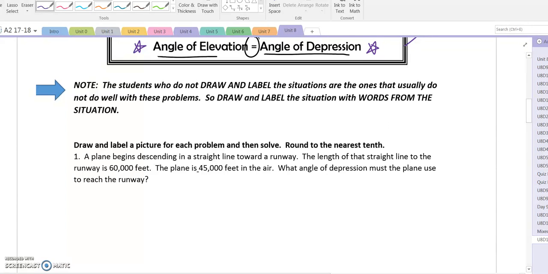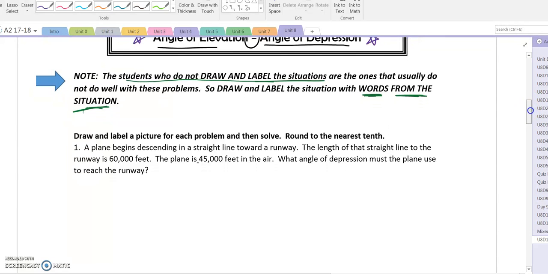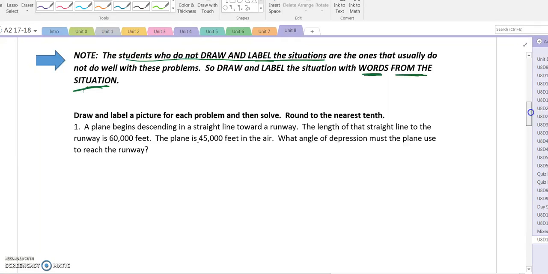Now the big thing with word problems, because I know everyone always hears word problems and it's like, those are so hard. And they are kind of challenging, but I will say the students who do not draw and label the situations are the ones who don't do well. And when we say draw and label, I don't mean just draw a triangle and label opposite, adjacent, hypotenuse, but label it with words from the situation. That way you can be sure that your triangle looks right. Like if you label it and the ground is up in the air, then something's wrong. So label it with words, that way your triangle will make sense and you'll be able to solve it.